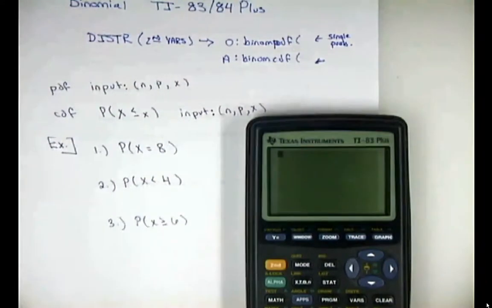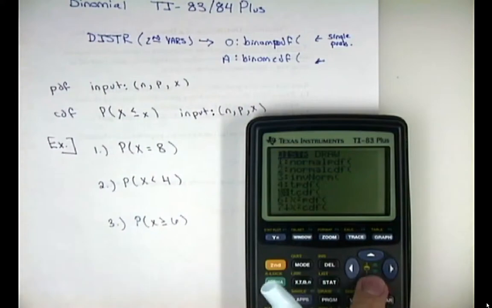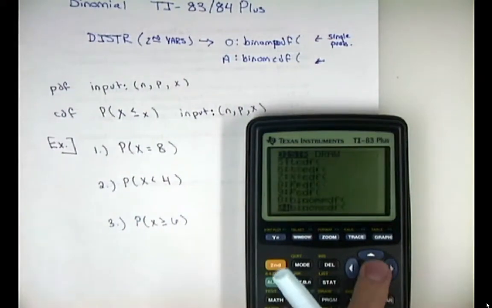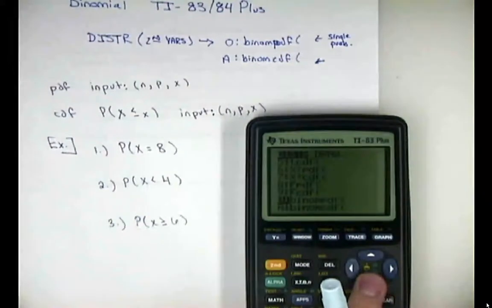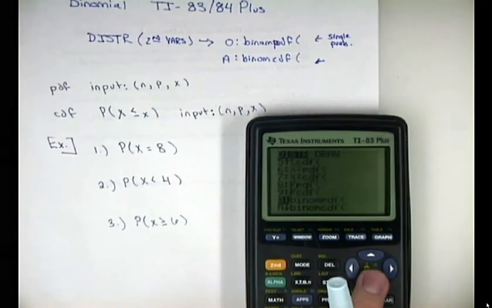There's two choices with the binomial. We've got to scroll down and find it though. So let's scroll down. Okay, here we go. We've got option 0, which is binomial PDF. That's if you want to find a single probability, and we'll be using that in our example. And then binomial CDF, that's if you want to find multiple probabilities.